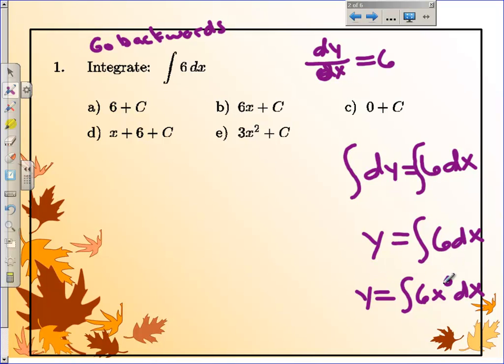And that formula says if I have x to some power, I add 1 to that power, and I divide by that. So this answer is going to be 6x to the first over 1 plus c, which just simplifies to 6x plus c. And then we can check our work. Take the derivative of this and see if you get back to here. Is the derivative of 6x 6? Well, of course it is.